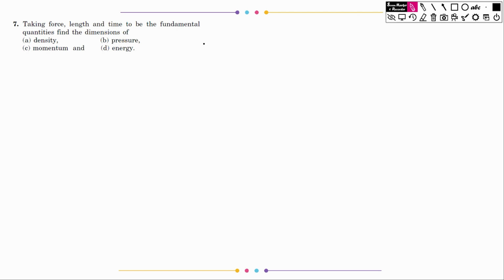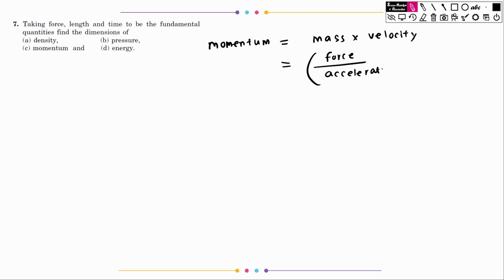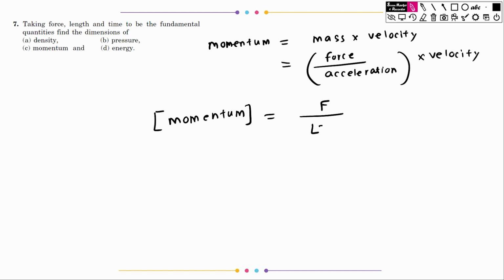Next, we'll take momentum. Now, momentum is mass into velocity. And just now we told mass is force divided by acceleration. Therefore, we can write dimension of momentum as F divided by LT to the power minus 2 into LT to the power minus 1. Therefore, we can write dimensional formula for momentum as F into T.